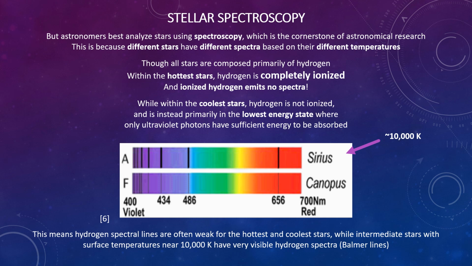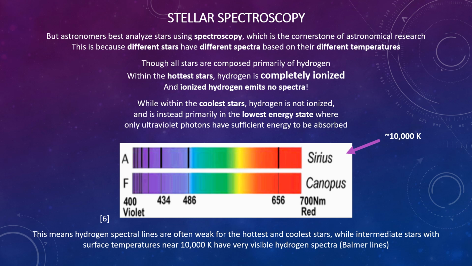This actually then leads to stars that are in the middle range of temperatures having the strongest hydrogen spectral lines because they are just in that right middle zone where they are hot enough that they are having their hydrogen absorb and re-emit photons. Not all of it's ionized, and it's hot enough that they can produce those energy levels sufficient to excite the electrons. And so stars that have surface temperatures of about 10,000 Kelvin have very visible hydrogen spectral lines, which we call the Balmer lines.